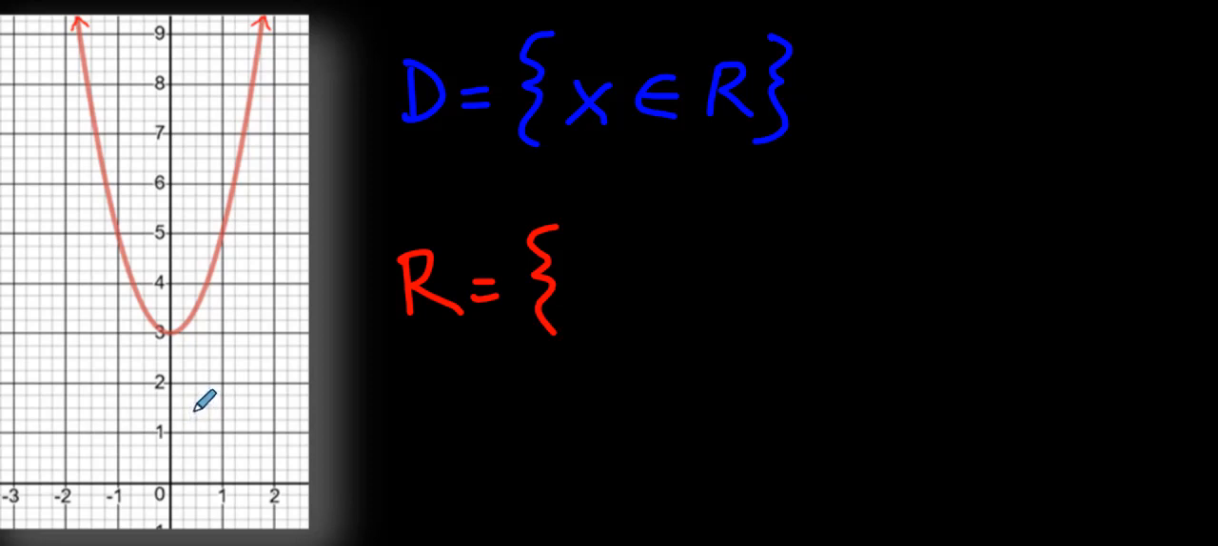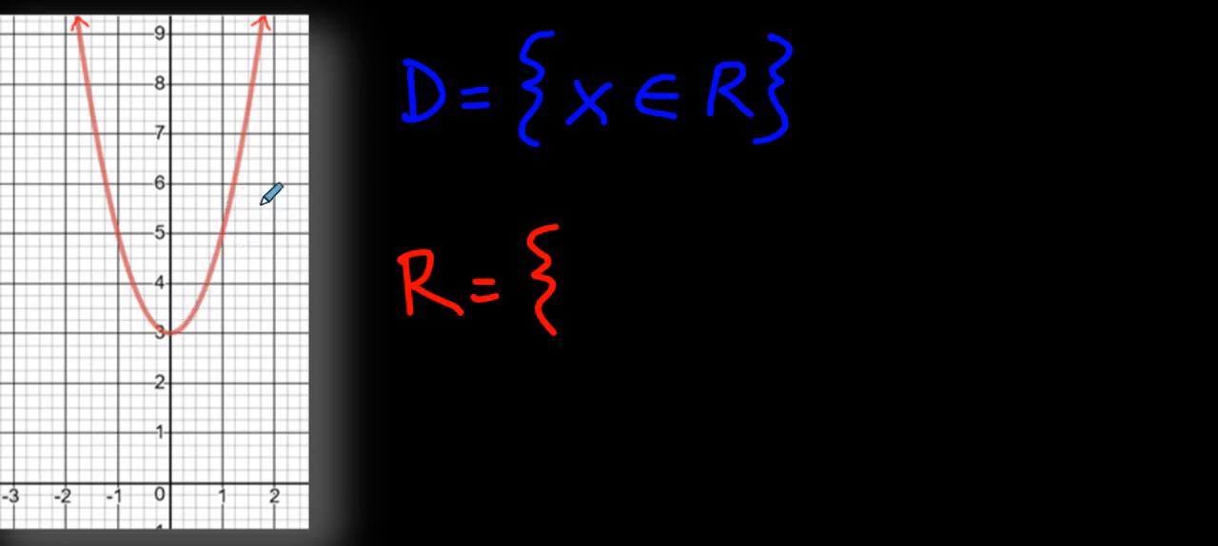Well, I hope you're telling me, no, this graph does not go forever down. It does go forever up. Those arrows mean it goes forever up. It does not go forever down. In fact, it goes down to the 3. It touches the 3 on the y-axis, and then it goes back up again.